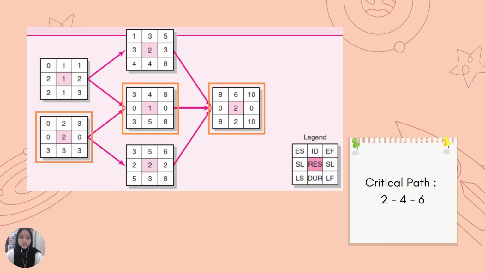So from this schedule network, we can identify the critical activities and the critical path. As I mentioned before, we identify it when the slack is equal to 0. As you can see from the resource constraint schedule network, the slack of 0 is in activities 2, 4, and 6. So the critical path for this project is 2 to 4 to 6.